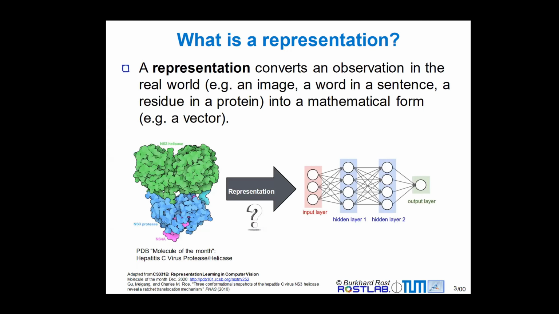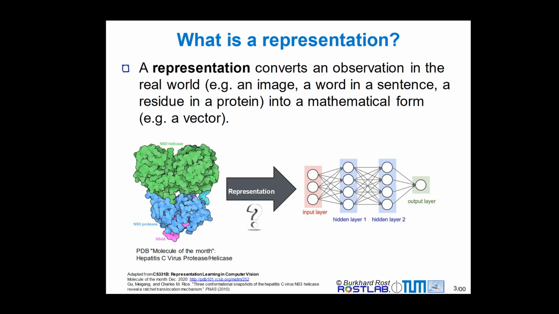A representation in general converts an observation in the real world, and this can be anything from an image, a movie, speech, a word in a sentence, or in our case, a residue in a protein, into some mathematical form. For example, a vector that can be read by a neural network, or by any machine. I mean, this does not even have to be machine learning related. This can be any computer.